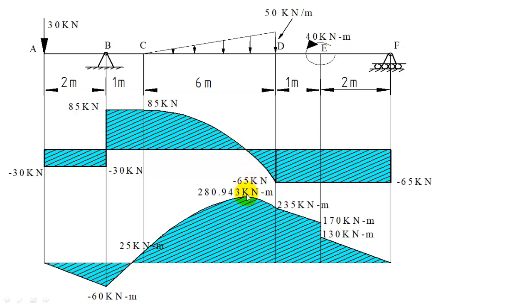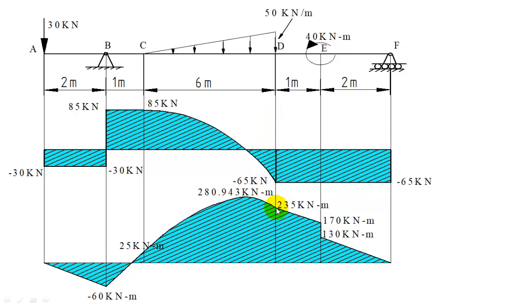So this peak is coming at this point where shear force is changing its sign. Corresponding to this point, we have calculated the peak value of bending moment as 280.943 kilonewton meter. So you have to show variation from 25 to 235 with a peak, and this is going to be a cubic variation for bending moment. So you can mark it as a cubic variation, because you cannot differentiate the parabolic variation and cubic variation while plotting it. So you can specifically mention it as cubic variation and this as parabolic variation.